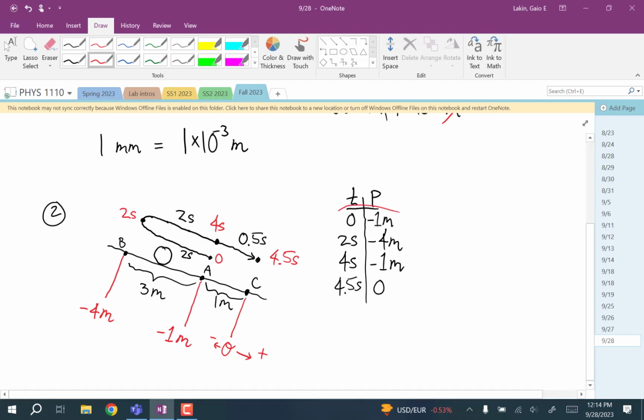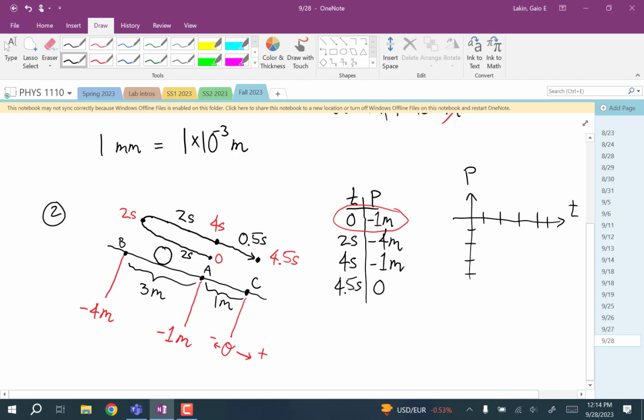And now one by one, you're just plotting these points. Plot the point 0, -1, the point 2, -4, and just keep going down for all 4 of those points. So this would look like this. If this is position and this is time, there's -1, -2, -3, -4. And the times, there's 1 second, 2 seconds, 3 seconds, 4 seconds, 4.5 seconds.